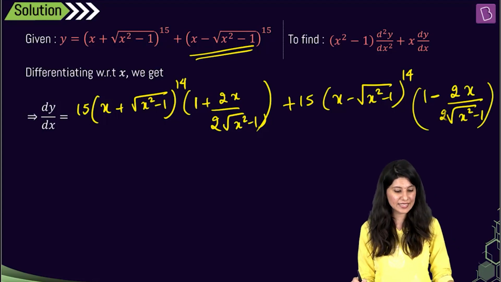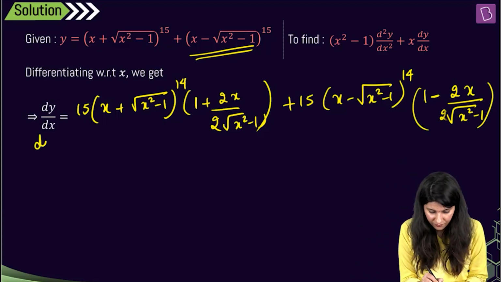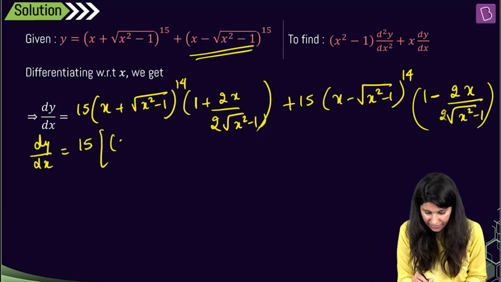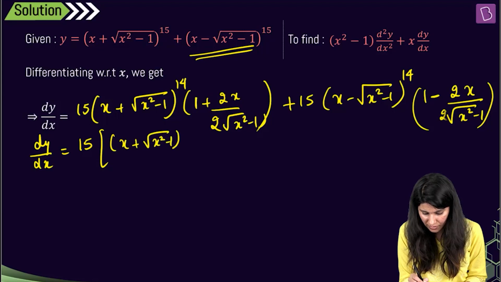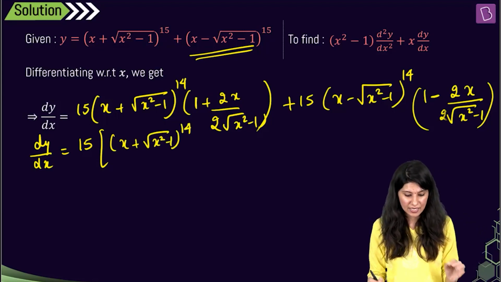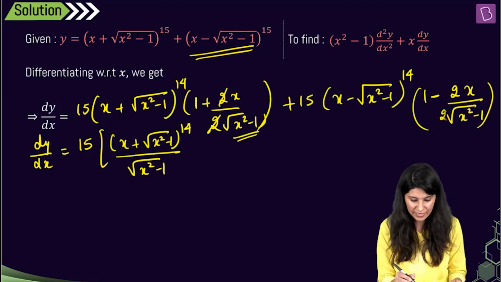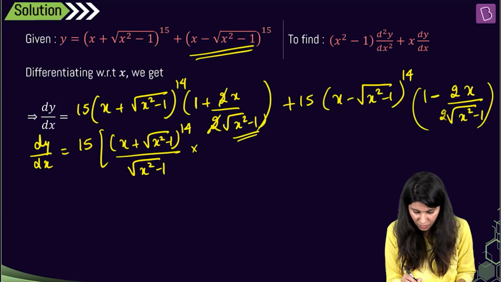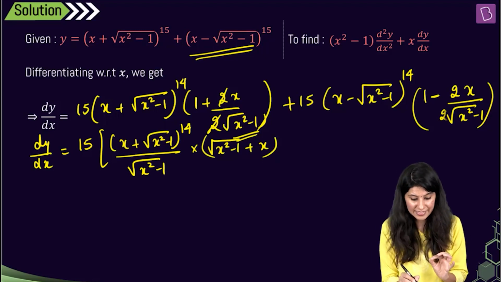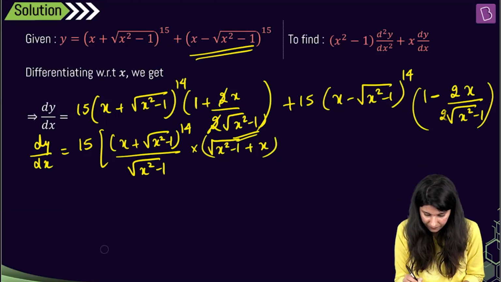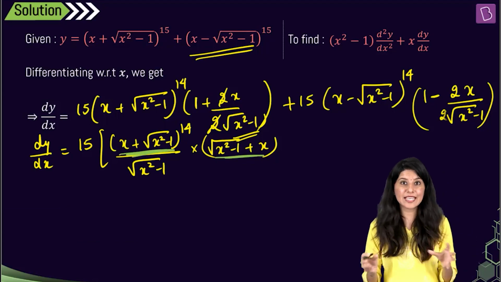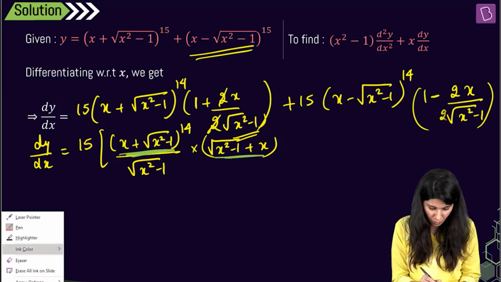That's all, right? If you take LCM, what do you have? 15 can be taken common. Inside that, x plus square root of x square minus 1 raised to power 14, right? If you solve this particular bracket, what do you get? So if you take LCM, square root of x square minus 1 would be your LCM, right? And then in here, you have square root x square minus 1 plus x. Surprisingly, these two terms are same. So this can be clubbed together and power would be 15. Okay, cool.